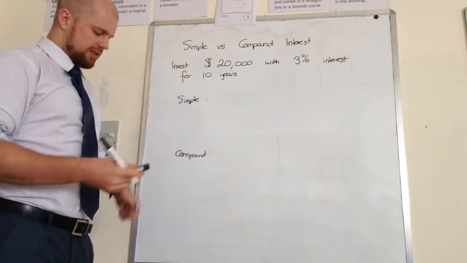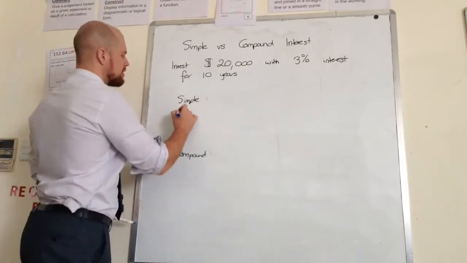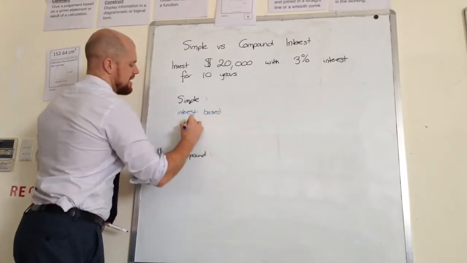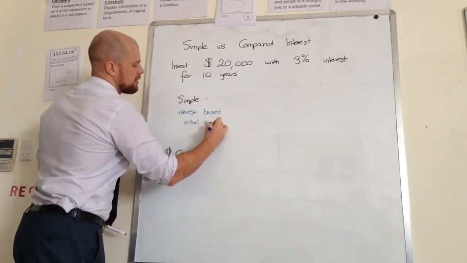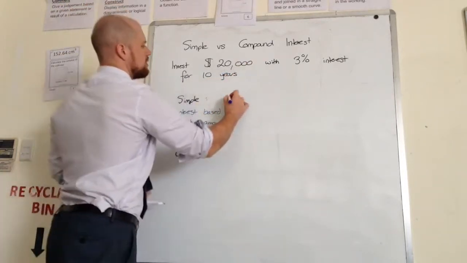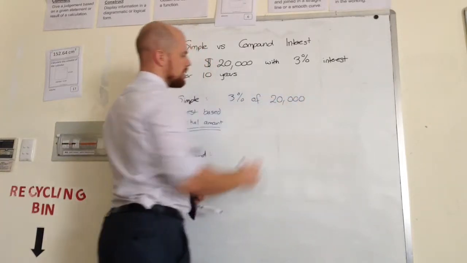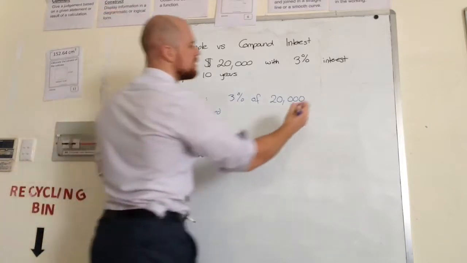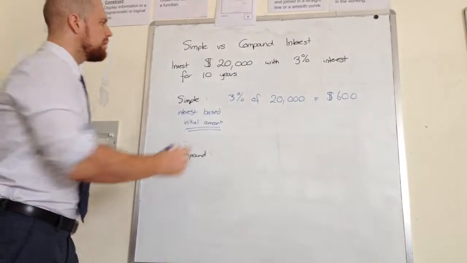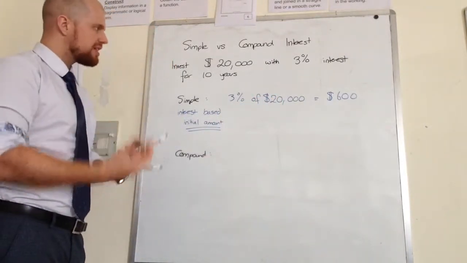Now with simple interest, all you do is you calculate the interest based on the initial amount. So interest is based on the initial amount. So what I do is I work out 3% of 20,000. So in your calculator you do that, you get 600. It'll be $600. Okay? And then that gets paid every single year.